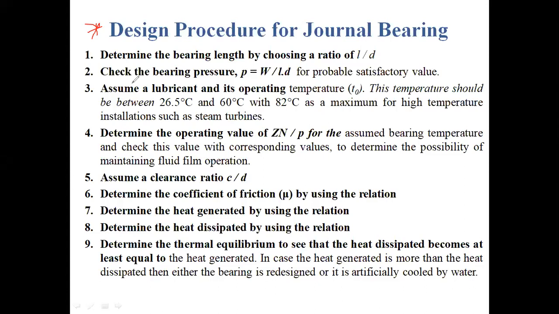In the first step, the following procedure we have to adopt in designing the journal bearing. When the bearing load, the diameter and the speed of the shaft are known, first we have to determine the length by choosing the L by D ratio. So how much L by D ratio do we have to take?